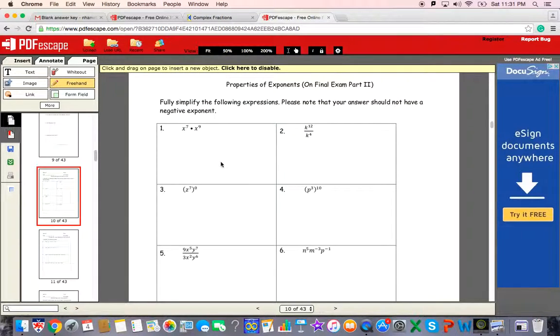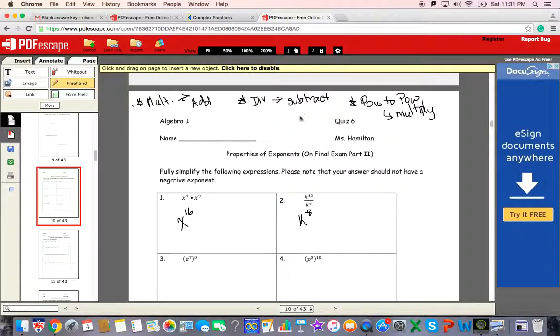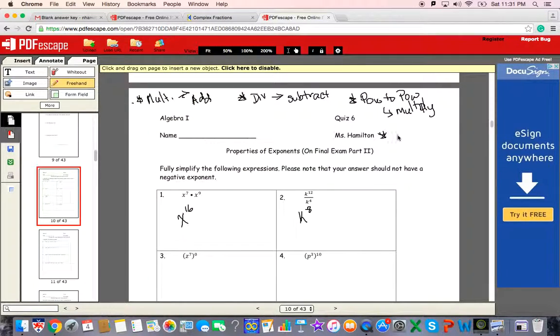All right, so here we have x to the 7th times x to the 9th. We are multiplying, so therefore we have to add the exponents. 7 plus 9 is 16, so the answer is x to the 16th. Here, they're dividing, so we have to subtract. So we have k to the 12 minus 4, which is 8. So the answer is k to the 8th. We're raising something to the power of 0, and that's actually one of the other rules that we need to know. Anything to the power of 0 is always equal to 1. So that is something that you have got to know.